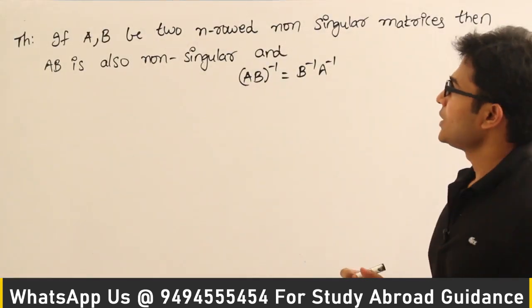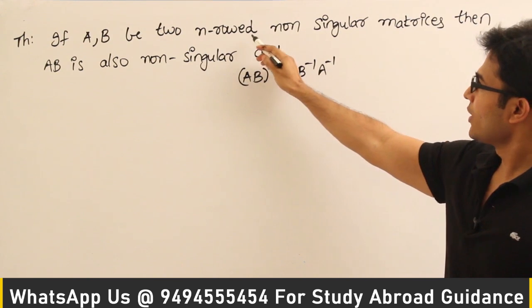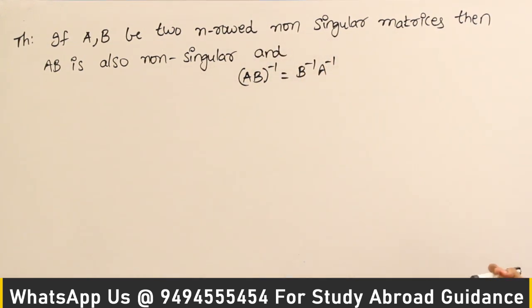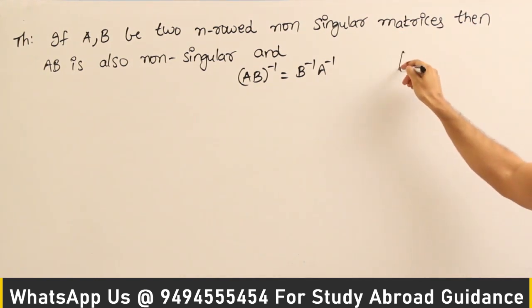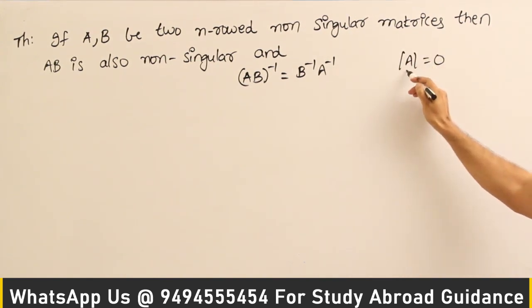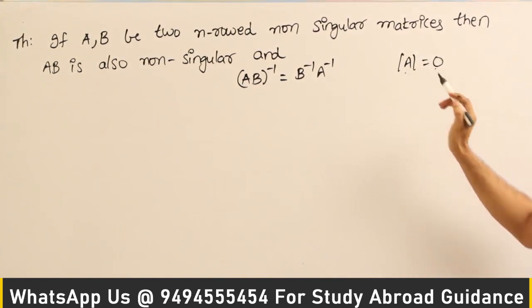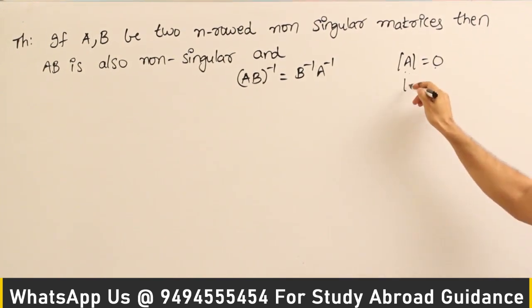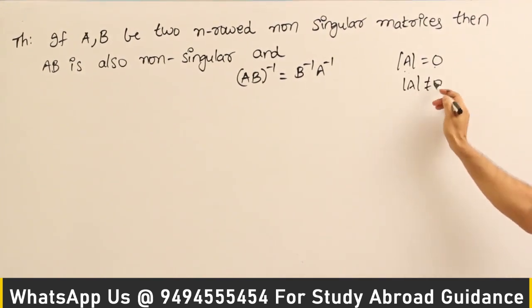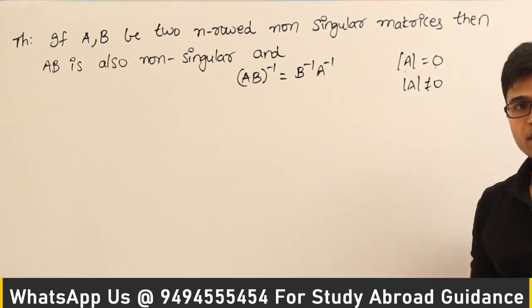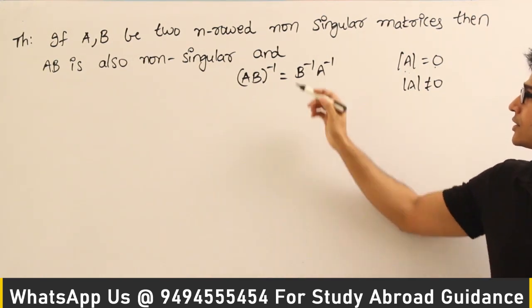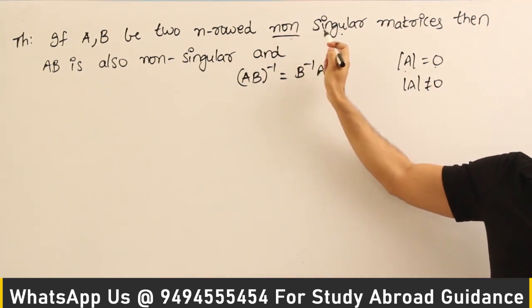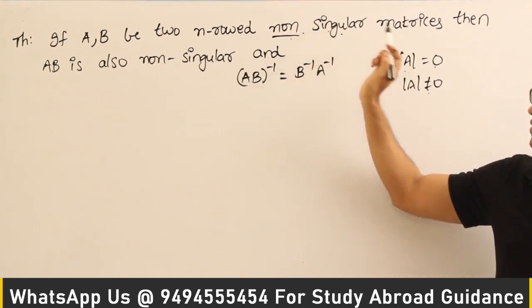See this? If capital A and capital B are two n-rowed non-singular matrices. Okay, I didn't talk about singular and non-singular. So singular matrix means det A equal to 0. If the determinant of a matrix is 0, then such a matrix is called a singular matrix. And if det A is not equal to 0, then such a matrix is called a non-singular matrix. How do you remember it? Non-singular, not equal. Remember it like this: non-singular, not equal. So if it is not equal to 0, then it is called a non-singular matrix.